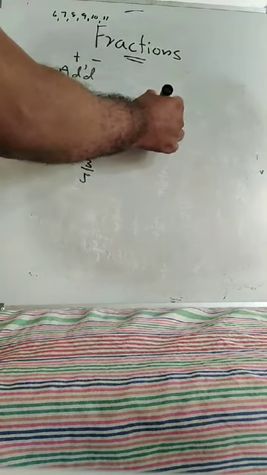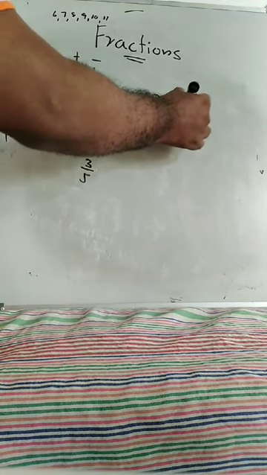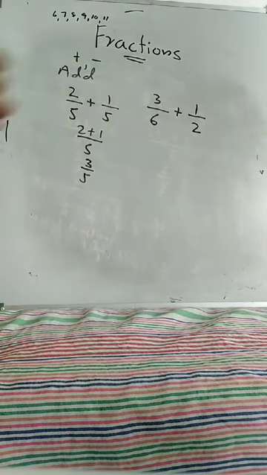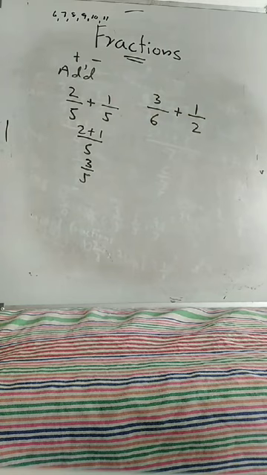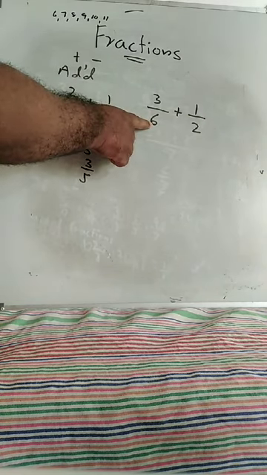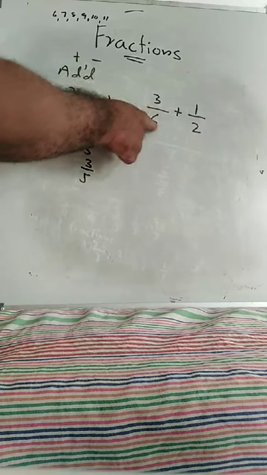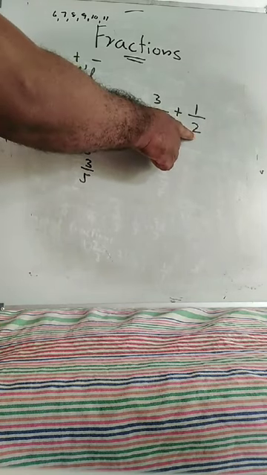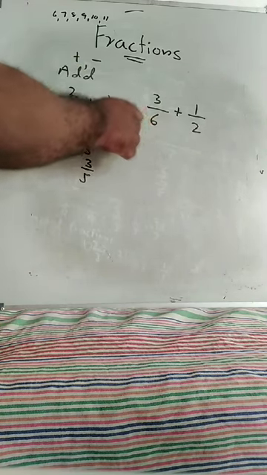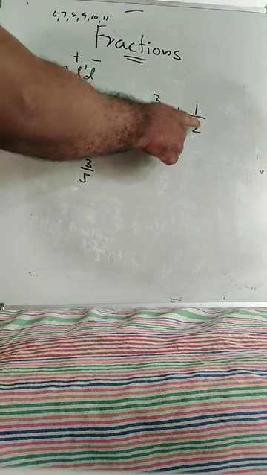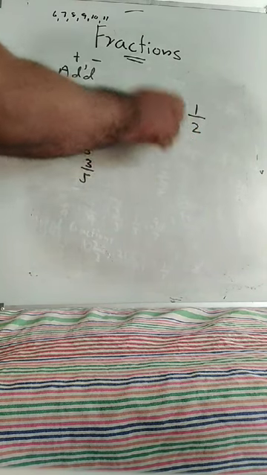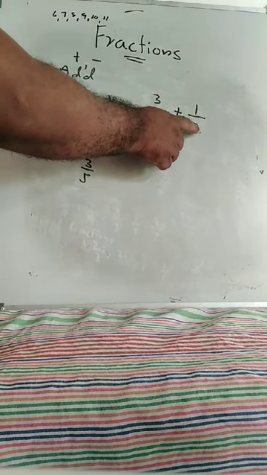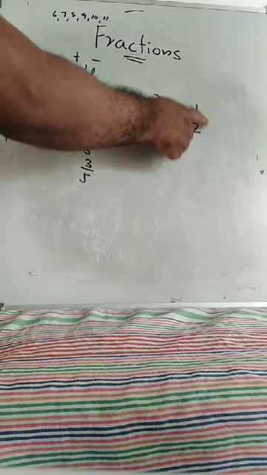3 upon 6 plus 1 upon 2. Oh, 2 fractions are there. What is the specialty of this? The denominator is unequal, no? Here, this is 6. This is 2. The biggest number is 6, the smallest number is 2. Then can you make 6 using 2? Yes. When multiplied by 3, 2 can make 6.